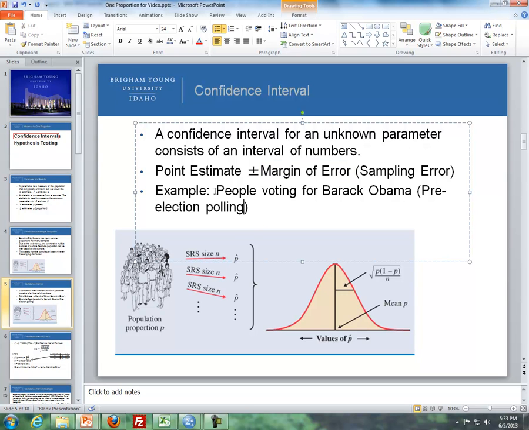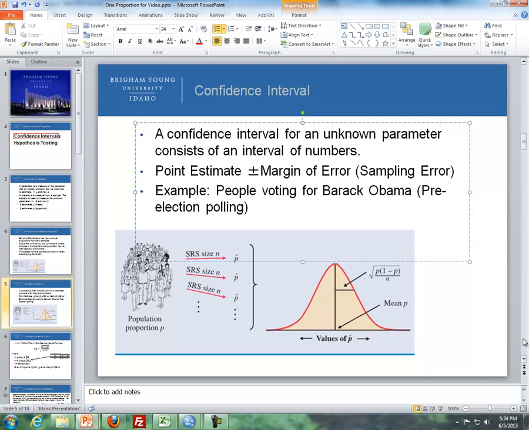An example of this is, say, we wanted to see what percentage of people will be voting for President Obama before an election. Say we get a result where the point estimate is 51%, and we have a margin of error of, say, 3%. If we add and subtract 3% from our point estimate, we would say that we would be X% confident that the percentage of people voting for Barack Obama would be between 49 and 55%.